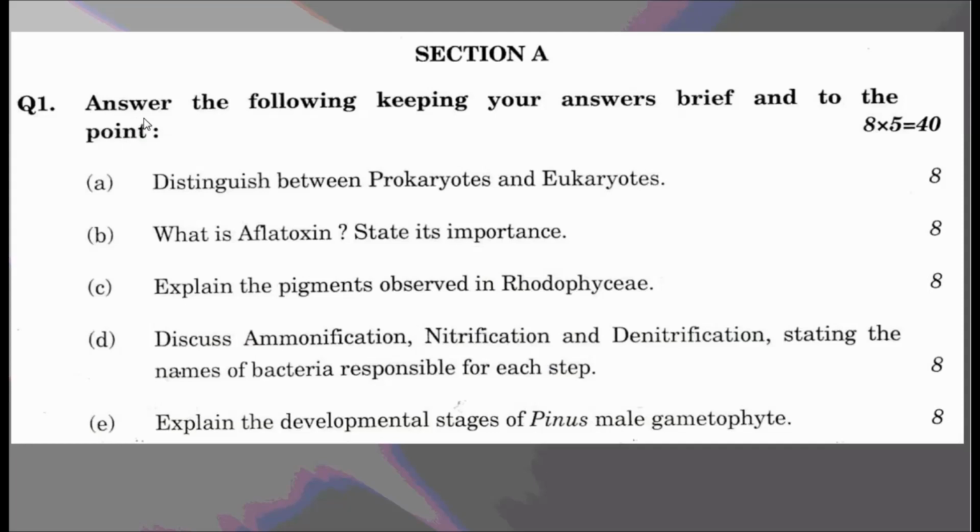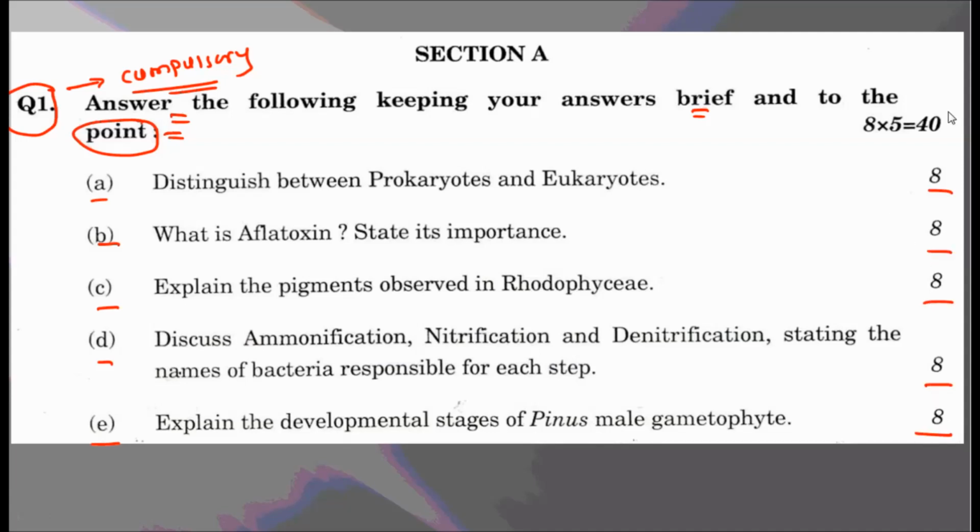So here is the first question. Answer the following, keeping your answers brief and to the point. That means you have to write brief and to-the-point answers. We have 5 questions here: A, B, C, D, and E. As we have discussed, question 1 is a compulsory question, so compulsorily you have to attempt all these 5 questions. Each question carries 8 marks, that is, 5 questions multiplied by 8 marks is 40 marks for question number 1.